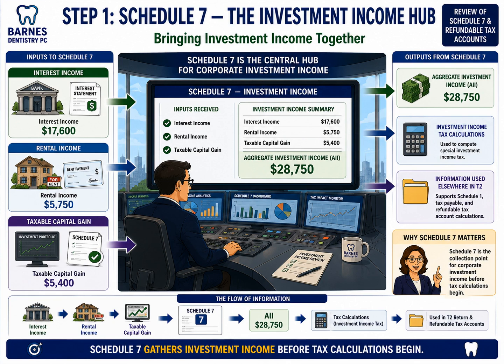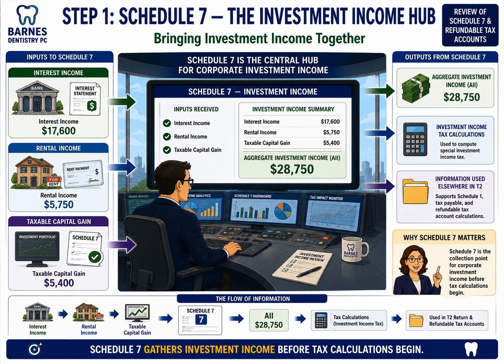The flow diagram at the bottom of the slide summarizes the process perfectly. Interest income flows into Schedule 7. Rental income flows into Schedule 7. Taxable capital gains flow into Schedule 7. Schedule 7 calculates aggregate investment income, and that information is then used in investment income tax calculations and throughout the T2 return. This is the master role of Schedule 7.